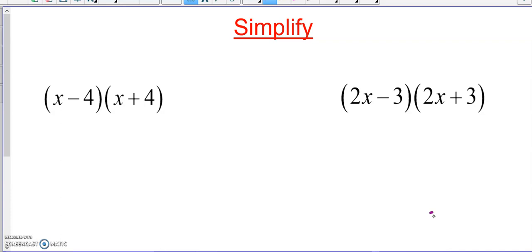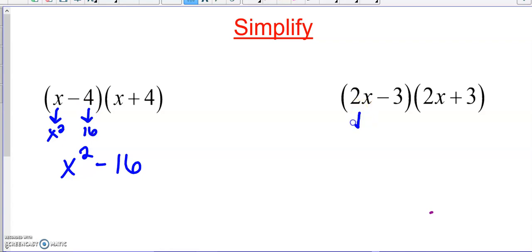So take a look at these two examples and see if you can simplify, or what I mean is multiply for me, please. Then we have x squared minus 16. 4 squared is 16, and there's subtraction in the middle.